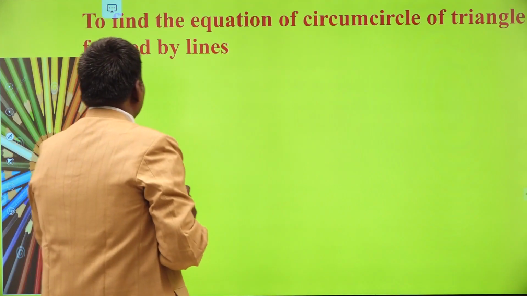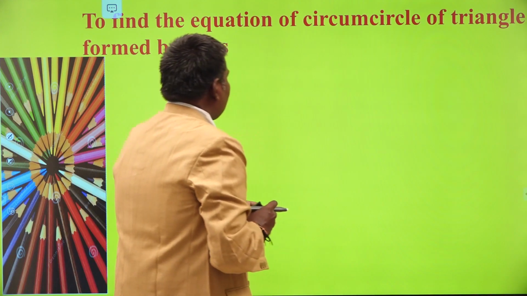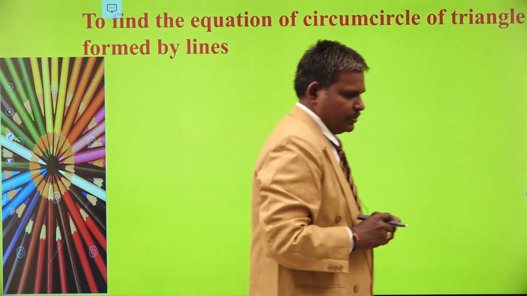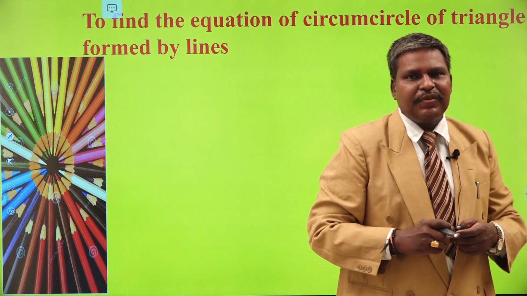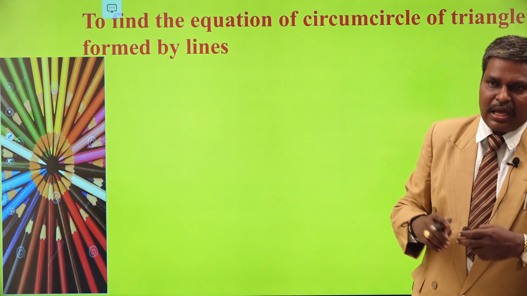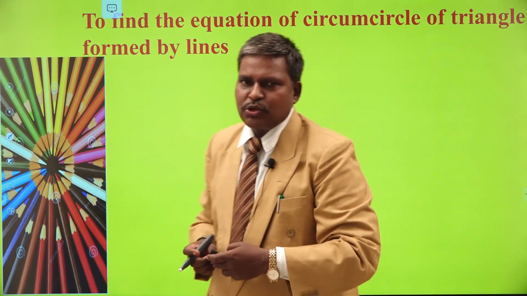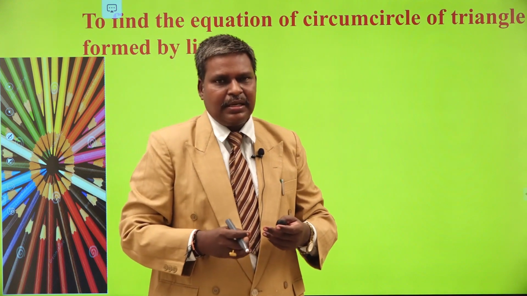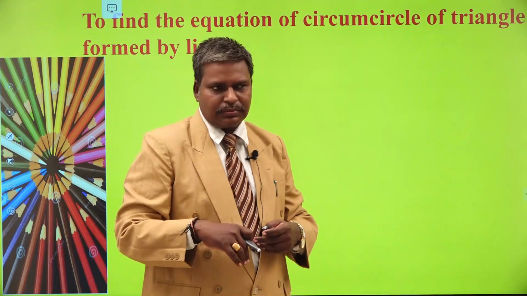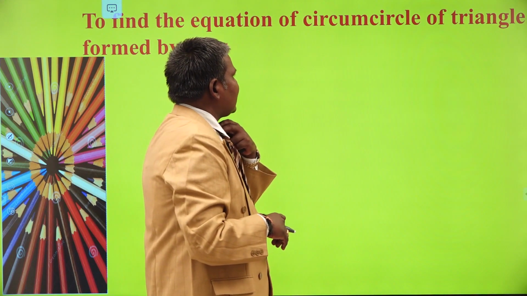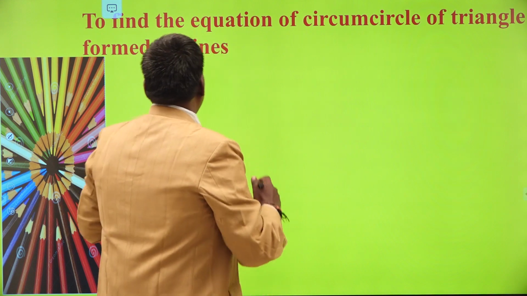To find the equation formed by the lines. Here the vertices are not given. They give the equation of lines itself. How many lines are needed to form a triangle? 3 lines. Their equations are given to you. You have to find the equation of the circumcircle of the triangle formed by the lines.